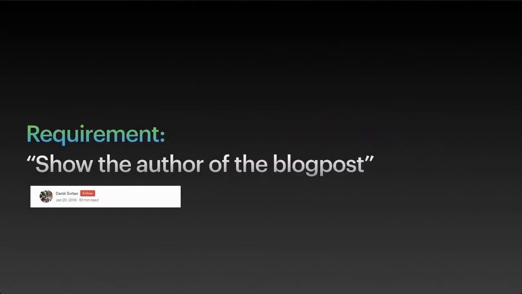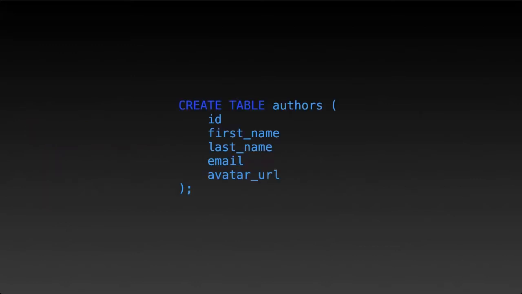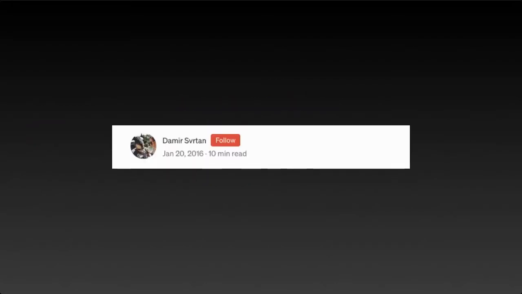Now, let's imagine we're building this blogging platform and a product manager tells us we need to show the author of the blog post. Pretty reasonable. And now we have an author's table. It's got an ID, it's got a first name, last name, an email, and an avatar URL. Now, what we see, and this is literally just a screenshot from Medium, we can see that on our screen, there's an avatar, there's the first name, there's the last name.